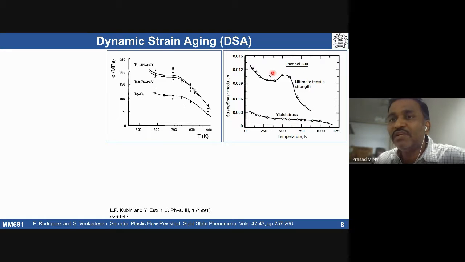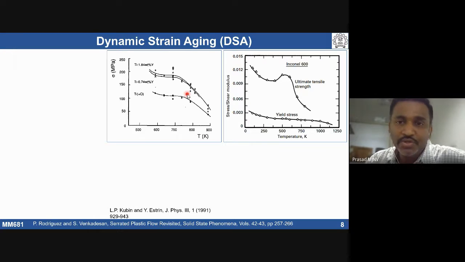However, the ultimate tensile strength is increased in a certain temperature window. So this is basically an anomaly, in contrast to the continuous decrease we regularly expect. We are seeing an anomaly in the flow behavior of the material. This kind of thing was attributed to a phenomenon called dynamic strain aging.